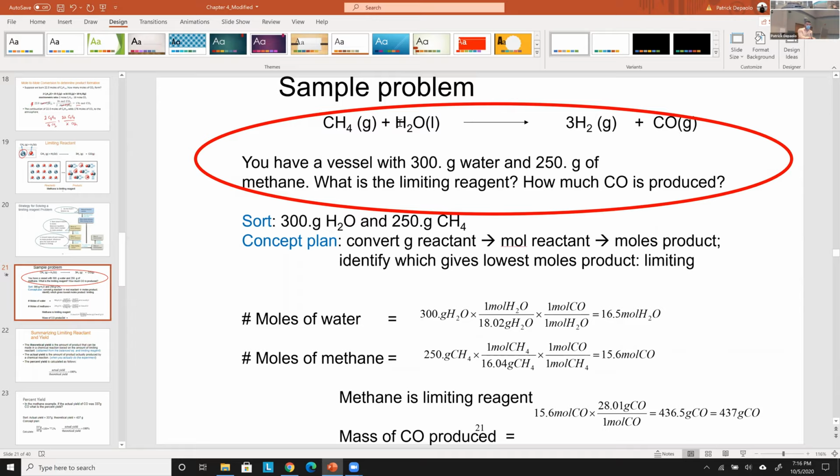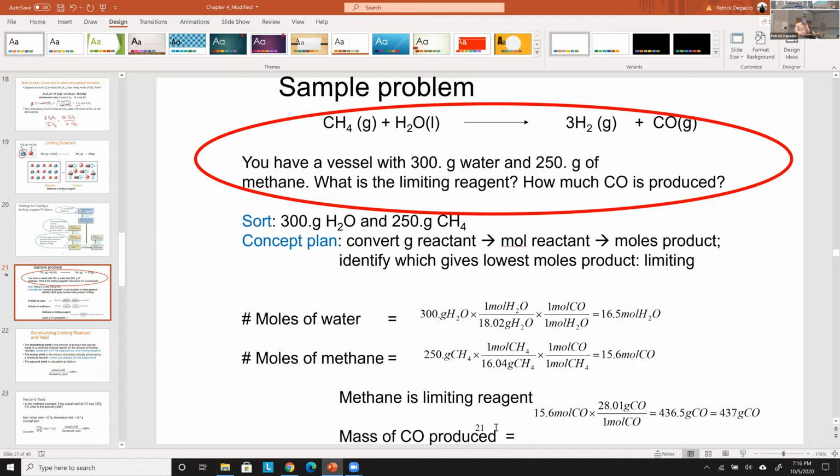And it turns out this is very simple. We also have a 1-to-1 ratio of H2O to CO, which means this 16.5 moles of H2O corresponds to making 16.5 moles of CO. So the CO, the carbon monoxide, will correspond to the least number of CO moles when it's fully reacted, meaning it is the limiting reactant. So we know that, check.